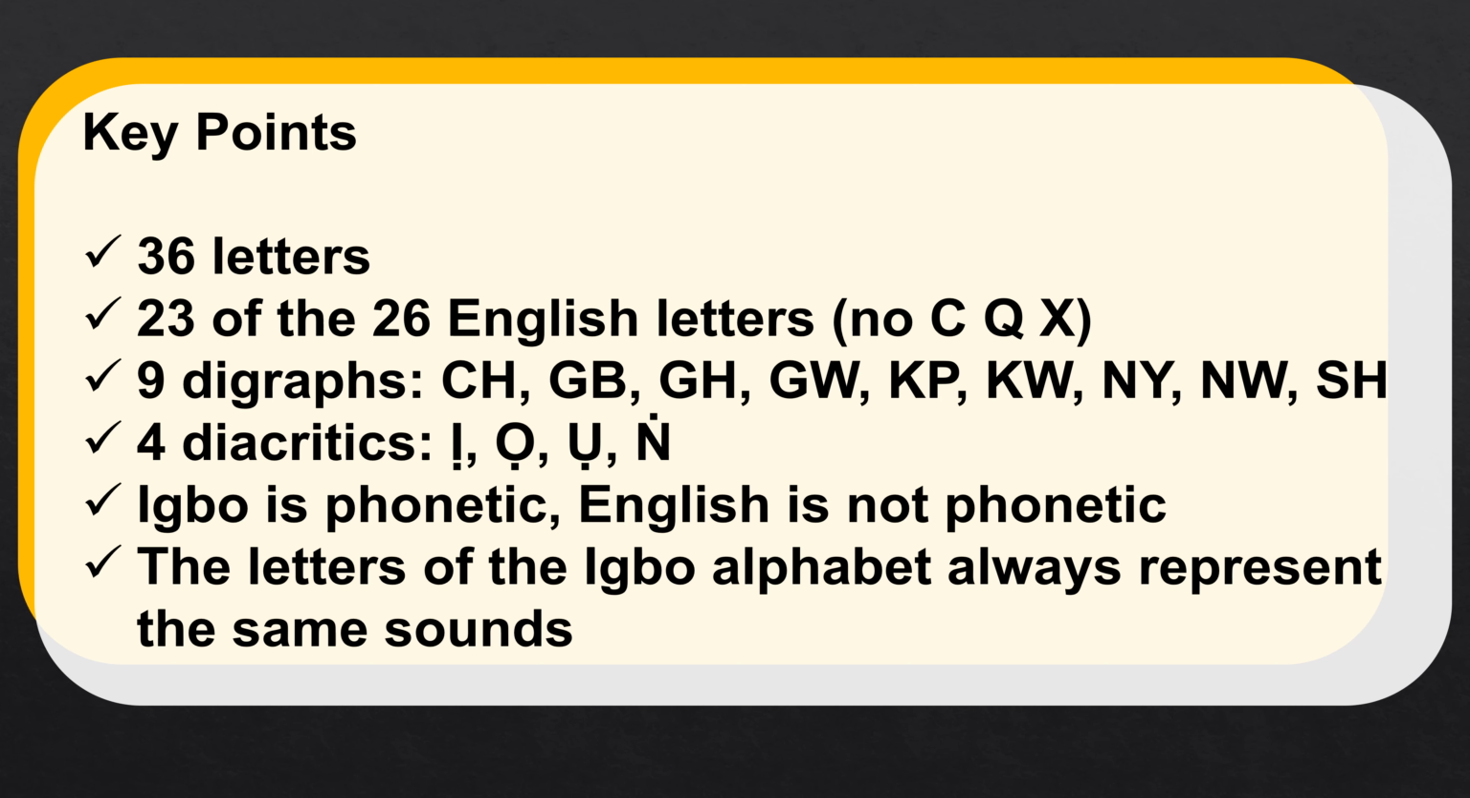There are also 4 diacritics in the Igbo alphabet. The diacritics are the letters with dots above or beneath them, and they are E, A, O, Nge.